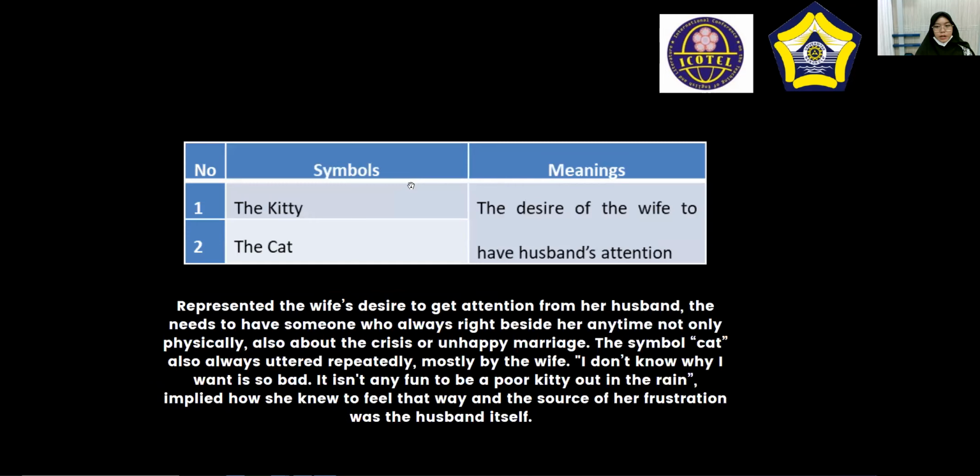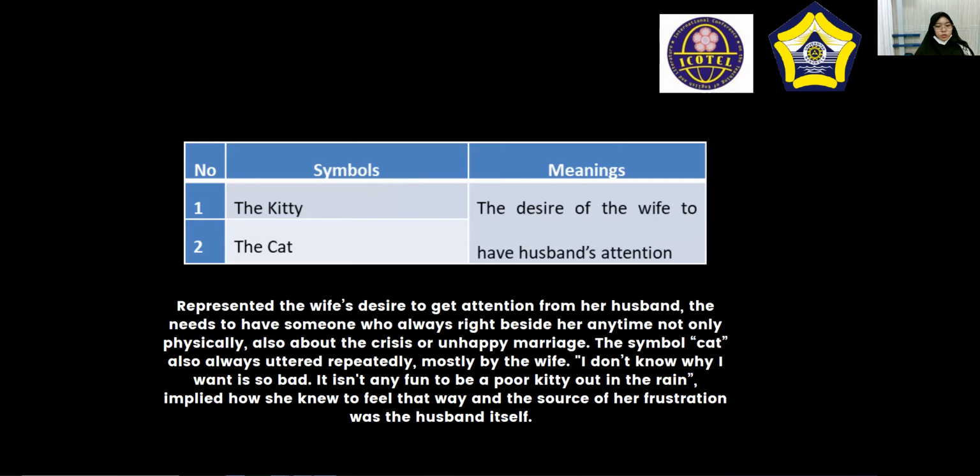This is also the kitty, the cat, representing the desire of the wife to have her husband's attention. It represents the wife's desire to get attention from her husband. She needs someone who is always right beside her, not only physically, but she needed it mentally.